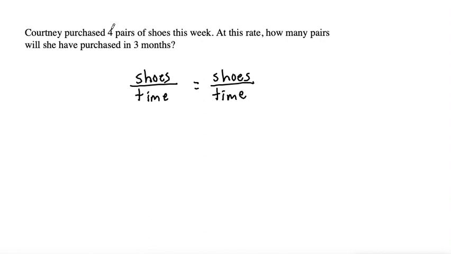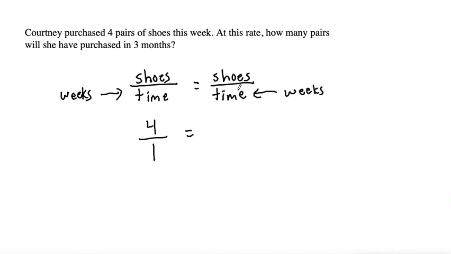If she purchased 4 pairs of shoes this week, that means that she purchased 4 pairs of shoes in 1 week. Now keep in mind that this time unit is a unit of weeks. That's how we're plugging it in. Since they gave us information about weeks, that means that this unit of time will be in weeks, which means that this unit of time will also have to be in weeks in order to be consistent.